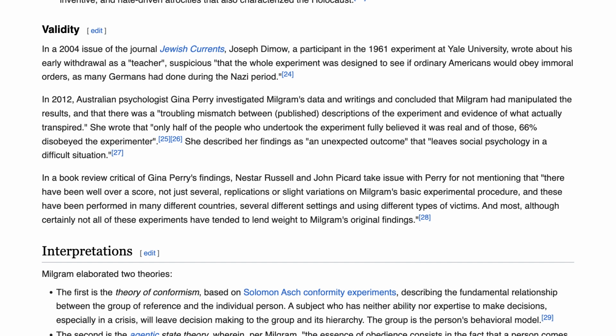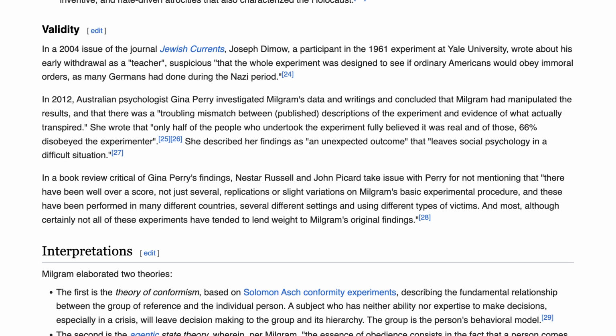In a book review critical of Gina Perry's findings, Nestar Russell and John Picard take issue with Perry for not mentioning that there have been well over a score, not just several, replications or slight variations on Milgram's basic experimental procedure, and these have been performed in many different countries, several different settings, and using different types of victims.